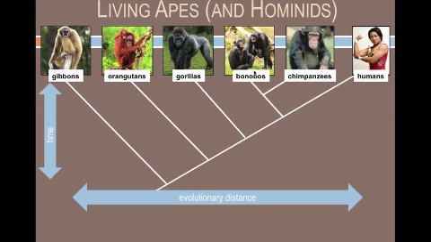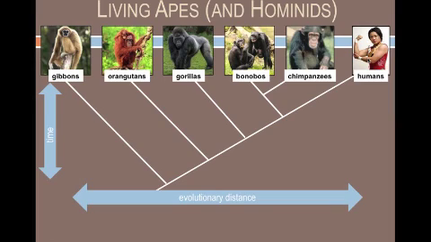We are equally related to both chimpanzees and bonobos. It's not that we're closer to one or the other, because the lengths of the lines here are the same between humans and chimps and humans and bonobos. So they're sisters, we're first cousins.